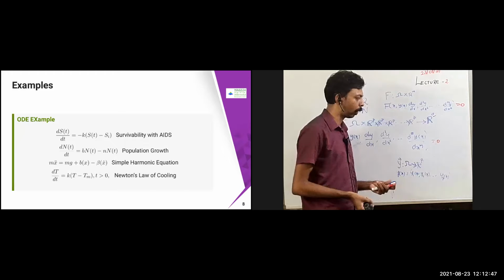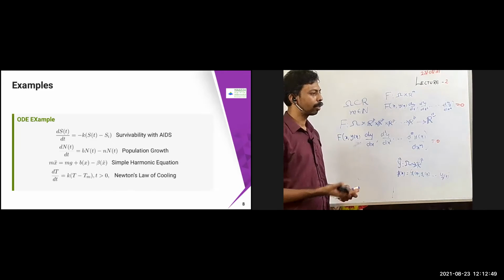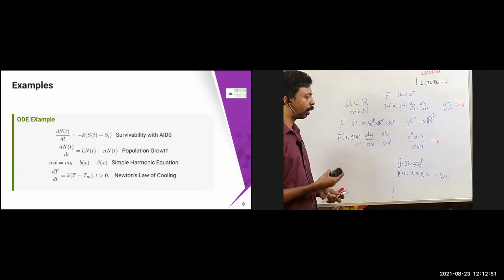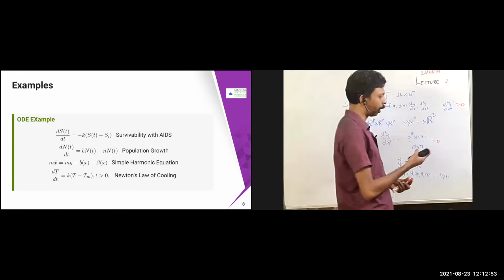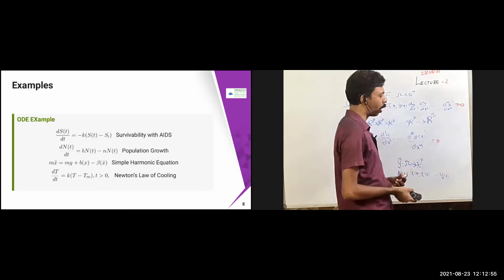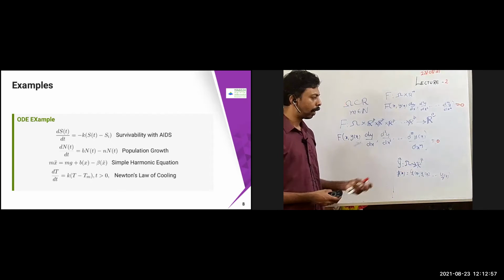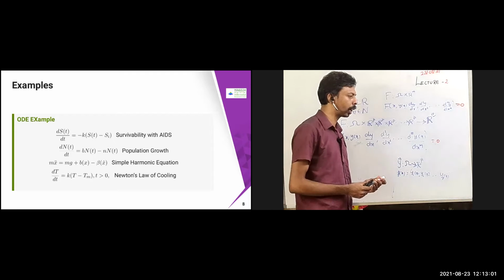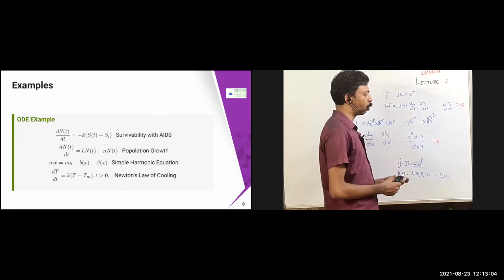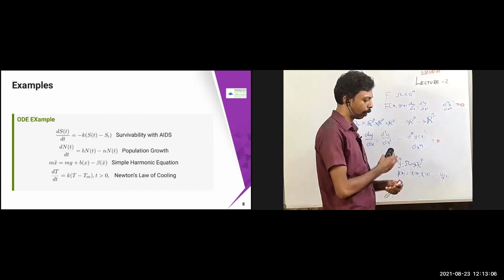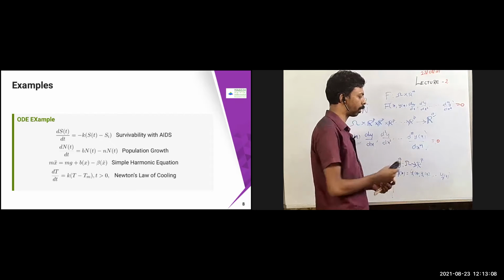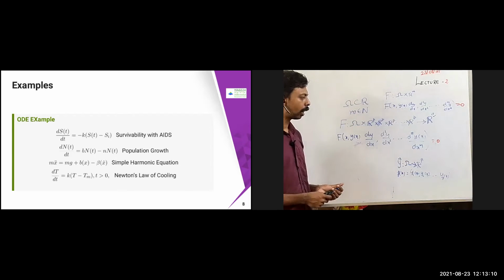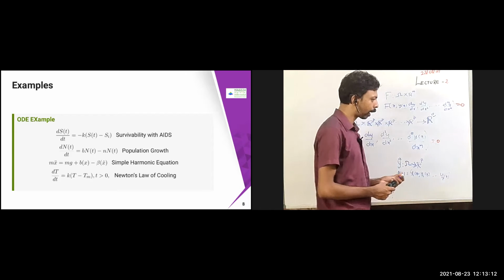So that is one example for ODE. Another is population growth, dN/dt = bN(t) - dN(t). That is also an ordinary differential equation. And then some mechanical engineering or physics problems, like the simple harmonic equation, where you talk about the oscillation of a pendulum or the suspension of a bridge, etc. So that is the simple harmonic equation. That is again an ODE.